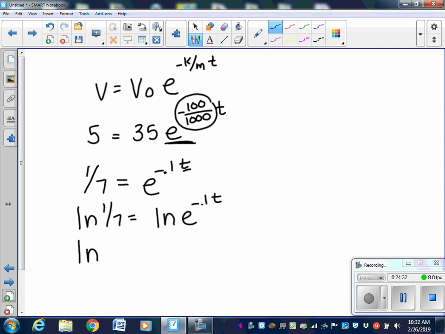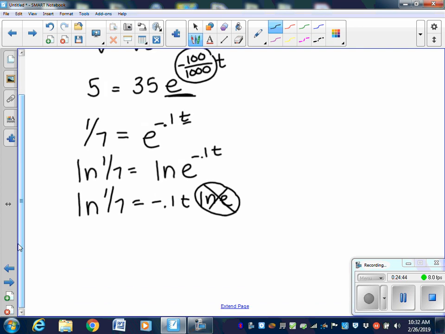So it's going to take the natural log of 1/7 equals the negative 0.1 t times the natural log of e. This ends up being 1. So on your calculator, this is the only time you need to use a basic calculator for the test tomorrow. The natural log of 1/7 on your calculator divided by negative 0.1 should end up being t equals 19.5 seconds.